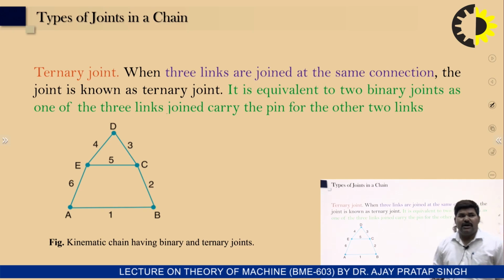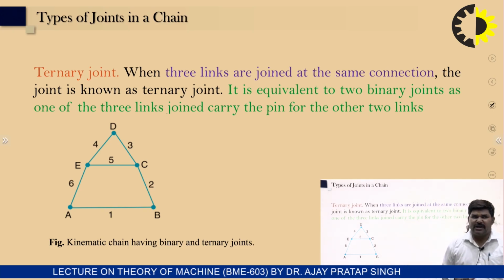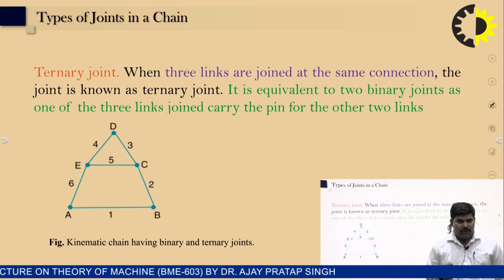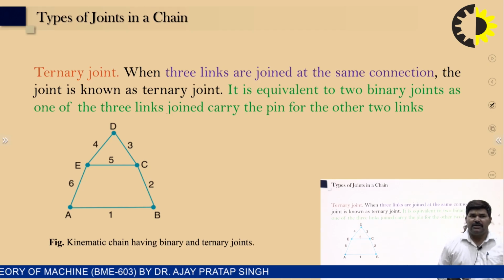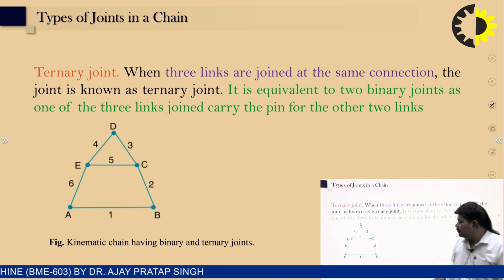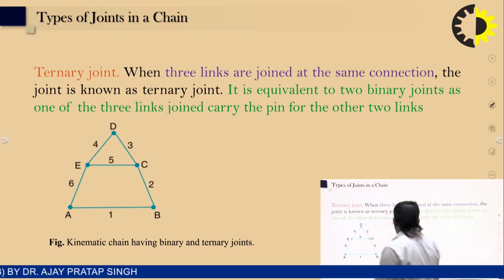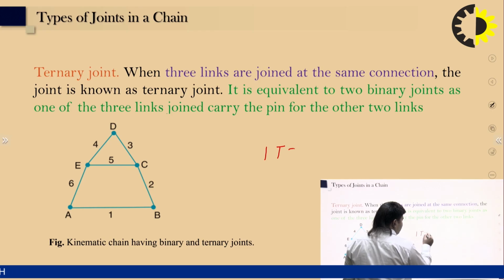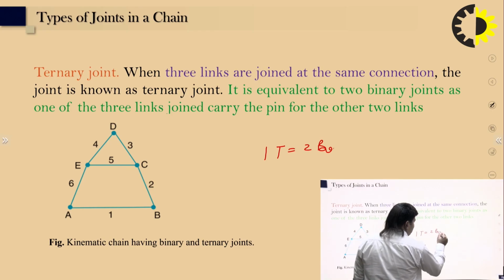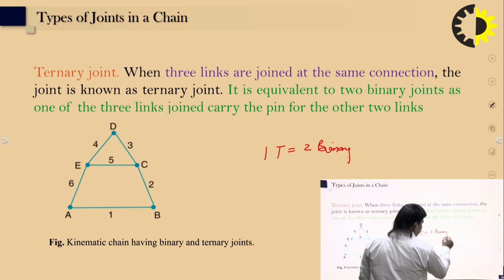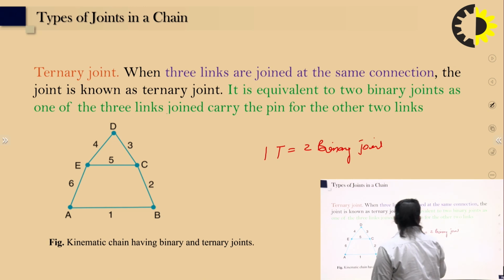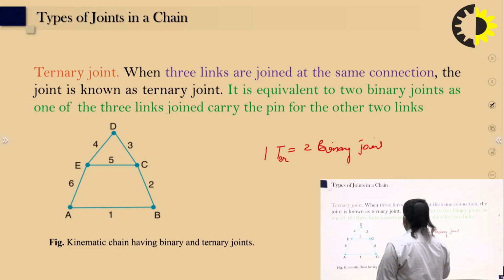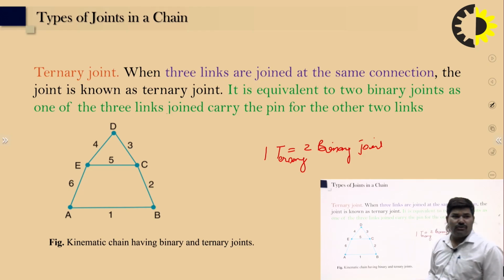What is a ternary joint? When 3 links are joined at the same connection, the joint is known as a ternary joint, and it is equivalent to 2 binary joints. It means one ternary joint equals 2 binary joints.